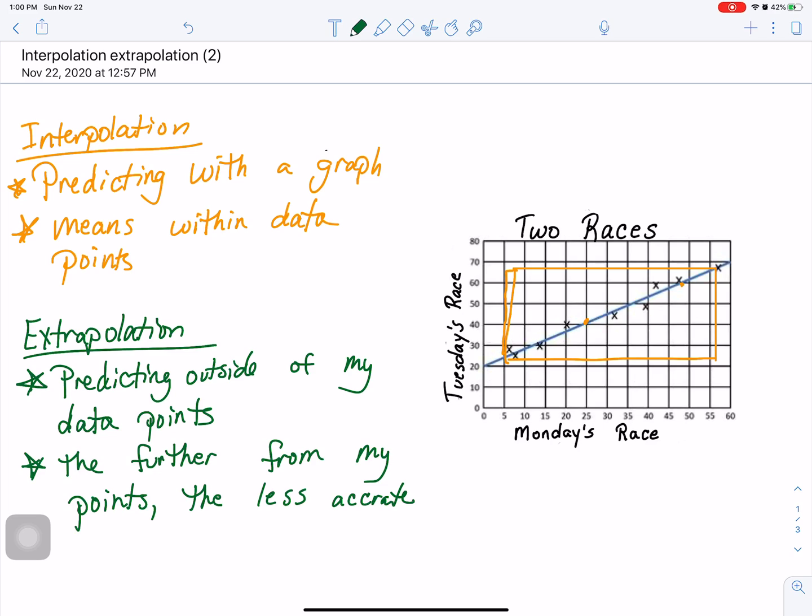I couldn't use the graph, but I'd be able to use my equation because most likely we would have written an equation. And again, the further we get from our data points, because we don't have any actual points around there, our accuracy just goes down.